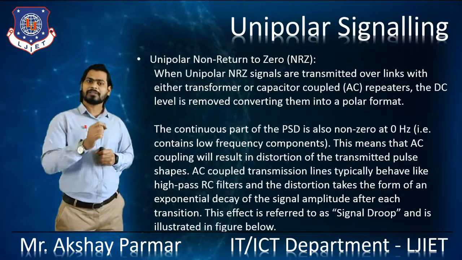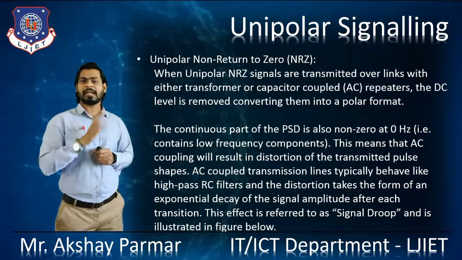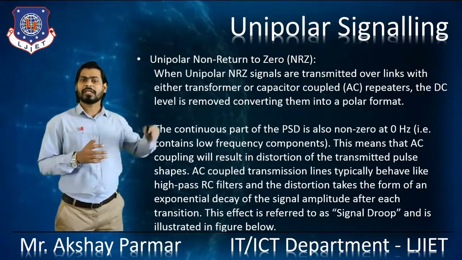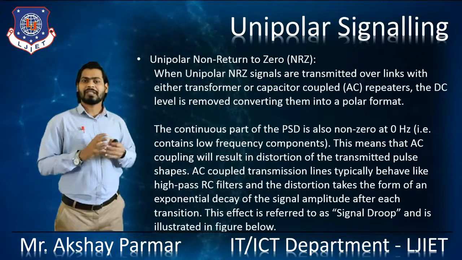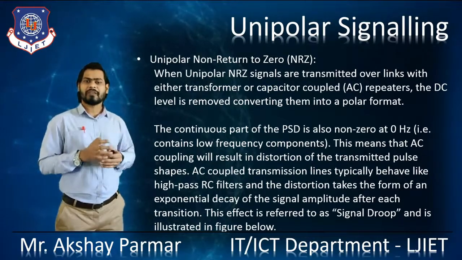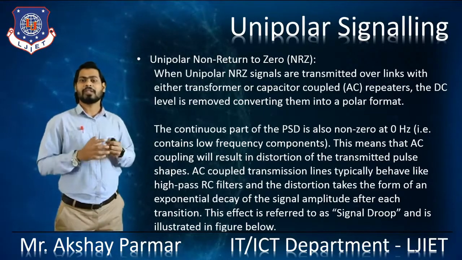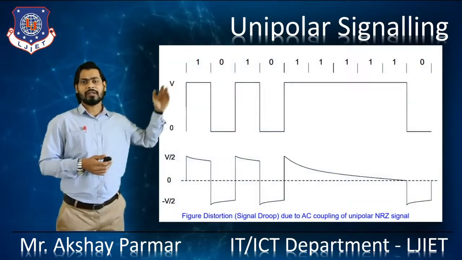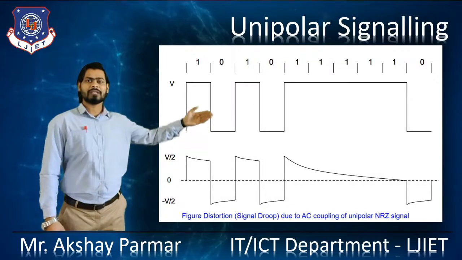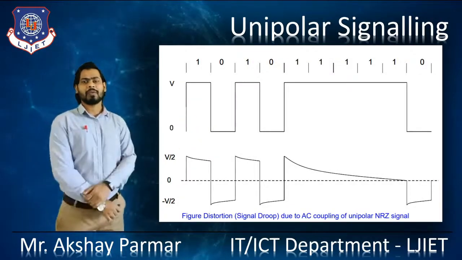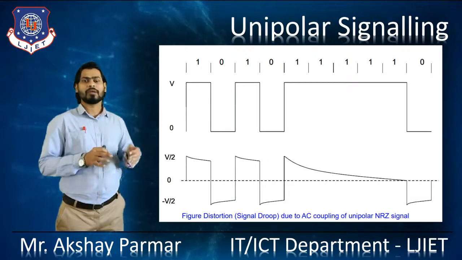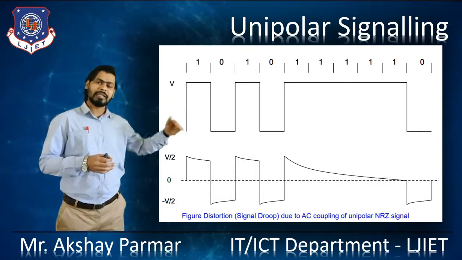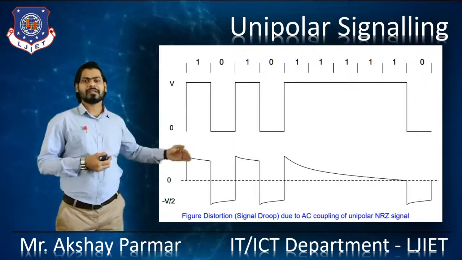AC coupled transmission lines typically behave like a high pass RC filter, and the distortion takes the form of an exponential decay of the signal's amplitude after each transition. This effect is referred to as signal droop, and it is illustrated in the figure below. As you can observe, this is the pulse 1, after the 0 there is a series of the bit 1. So that's how you can lose the signal: from the 1, its signal strength is decreasing. Here you can observe in the figure that there is data loss.